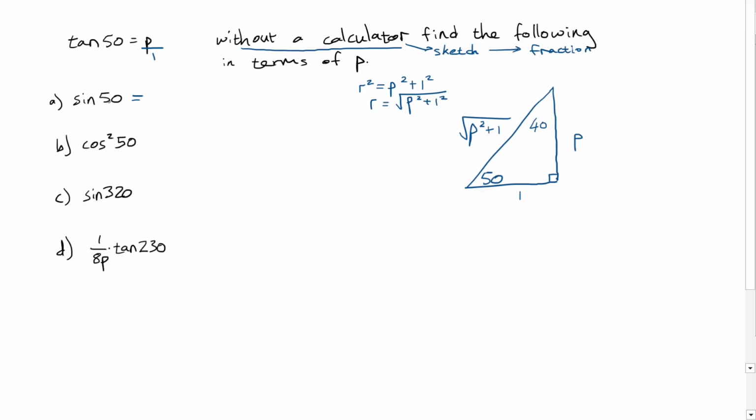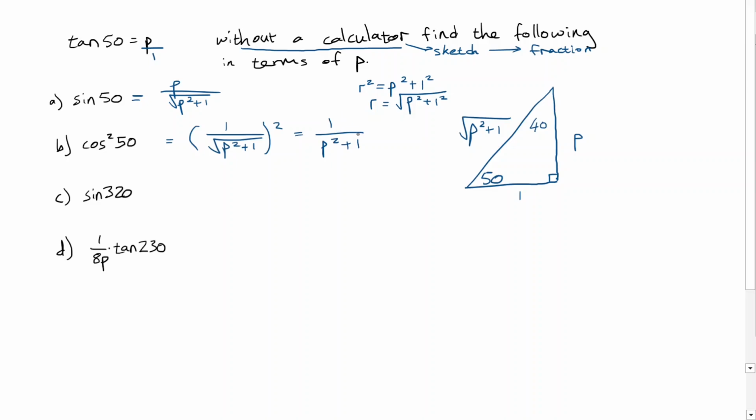So if the question is what's sine 50, I just look from 50 and it's p, the opposite, over hypotenuse. So p over the square root of p squared plus 1. If they say what's cos squared 50, cos is adjacent over hypotenuse. Don't be scared of the squared. It's just adjacent over hypotenuse, squared. So I square the top, that's just 1. And I square the bottom, so the square root and the squared will cancel. And I just have that.